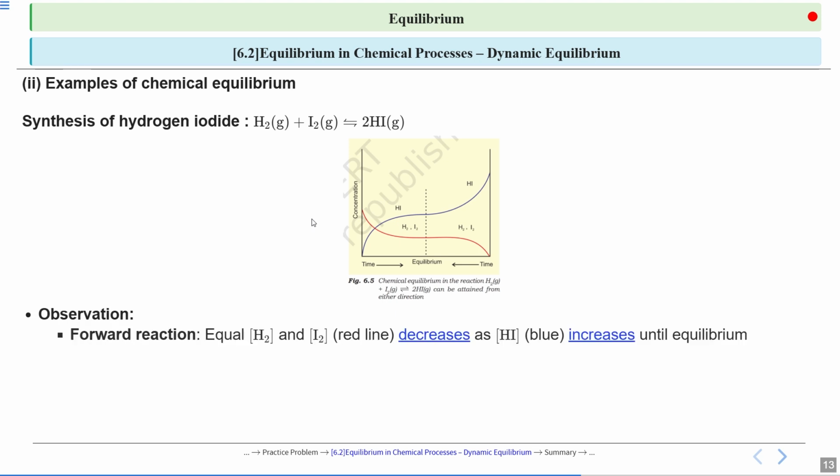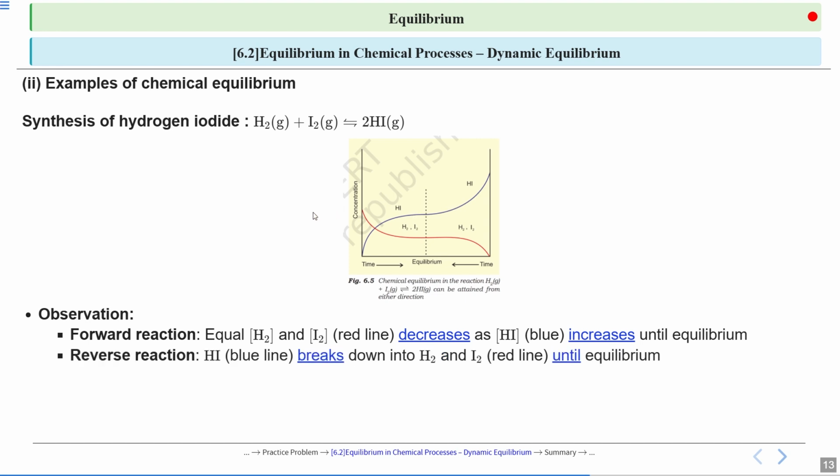Now what are the observations we can say? That the forward reaction is related to the decline of the H2 and I2, whereas in the case of the product we can see that the HI concentration is increasing. Now this thing is happening until the equilibrium is attained.